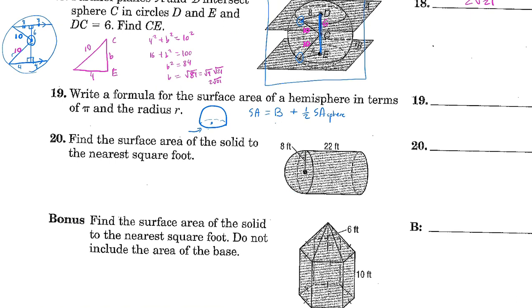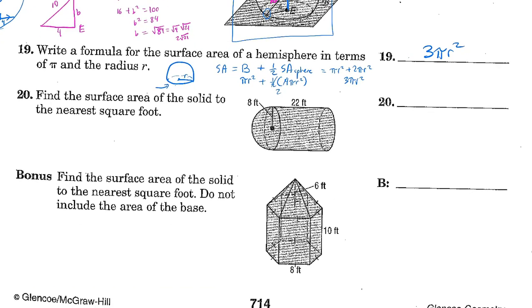Here, the area of the base is pi r squared, right? Here's r. Plus 1/2 the area of the sphere, which is 4 pi r squared. So 1/2 times 4 leaves us with 2. So we have pi r squared plus 2 pi r squared, or in other words, 3 pi r squared. So the surface area of a hemisphere standing alone by itself is 3 pi r squared, just because you have that exposed base with it.